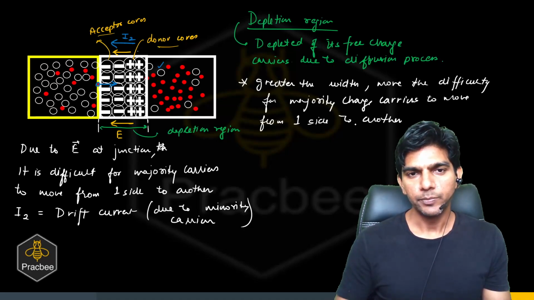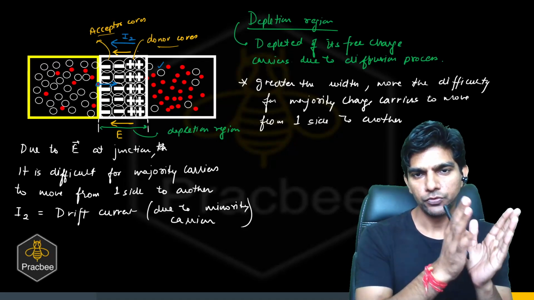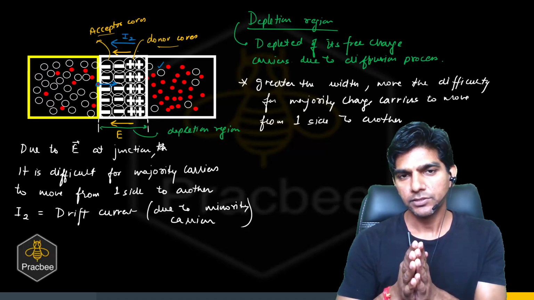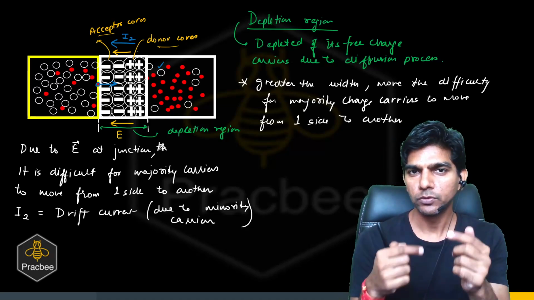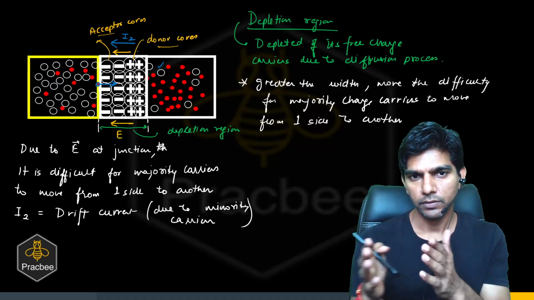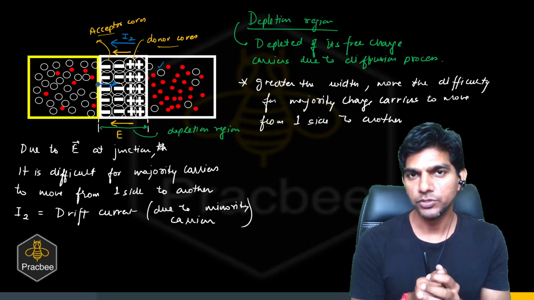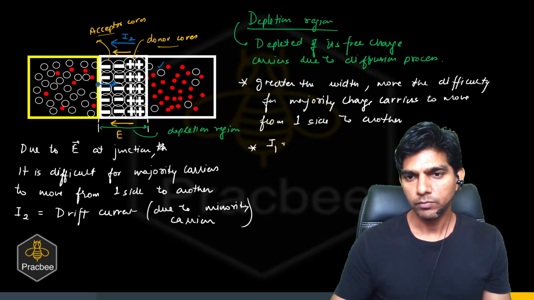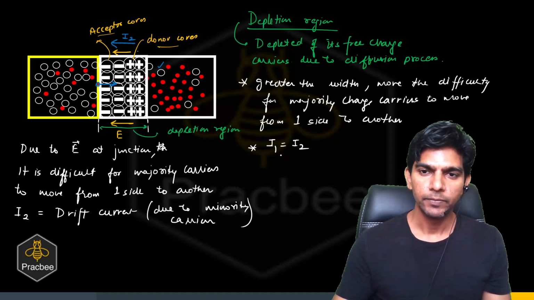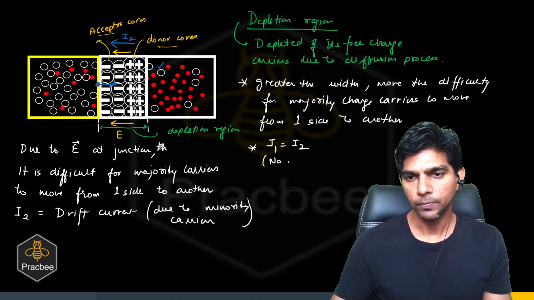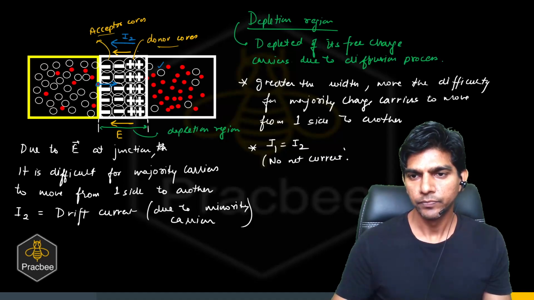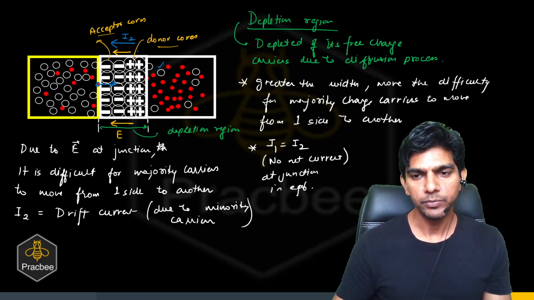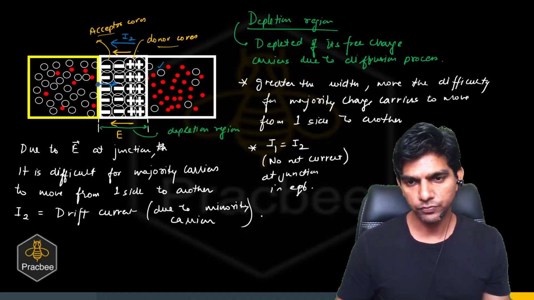Right, so what happens? Can you see as the majority carriers move from left to right, the field at the junction will keep on getting stronger, and then again it will offer more resistance to the majority carrier. So what happens at equilibrium? At equilibrium, I1 balances I2. So we can say there will be no net current at junction in equilibrium. When that thing happens, we can say the PN junction has been formed.